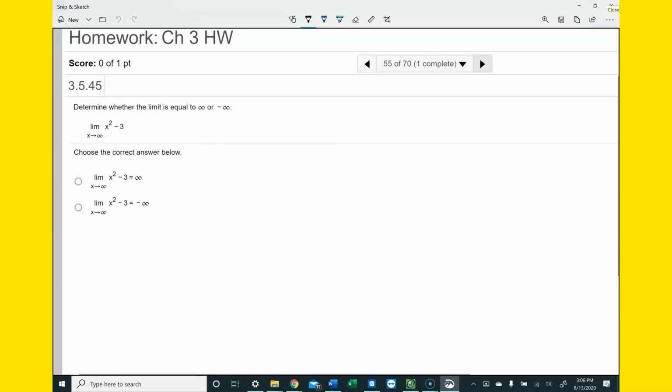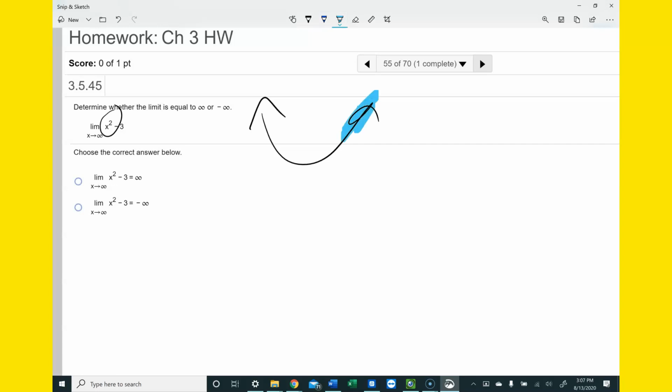All right. This is a similar question. Determine whether the limit is equal to infinity or negative infinity. So if as x approaches infinity, it means we're looking at this guy only. It's the only one that matters. If we remember what that graph looks like, looking far to the right, where are we going vertically? We're going to infinity. So that limit would be infinity. Positive infinity.